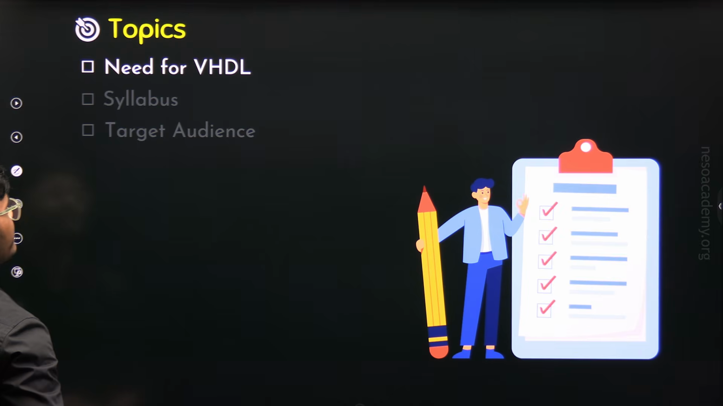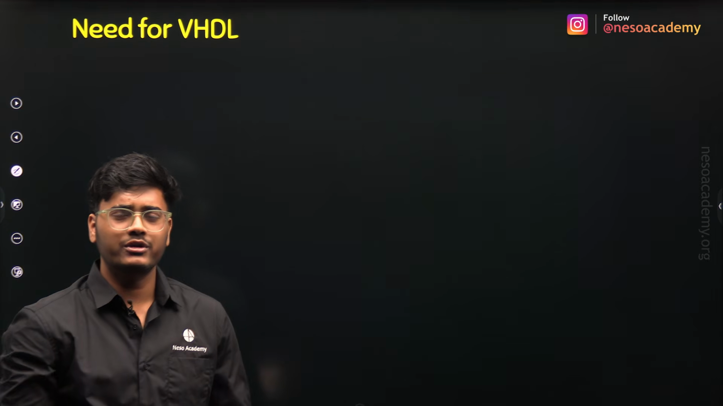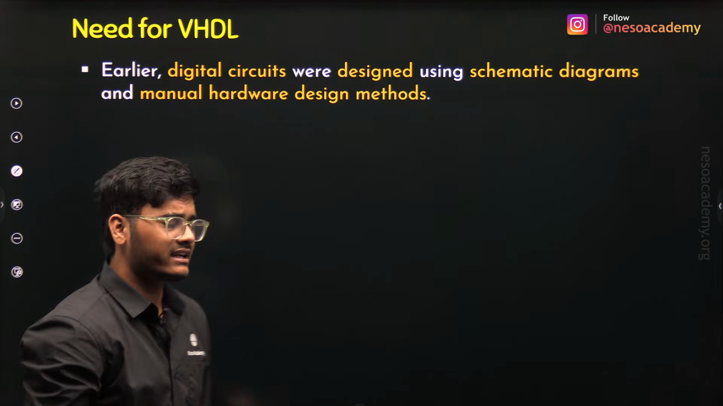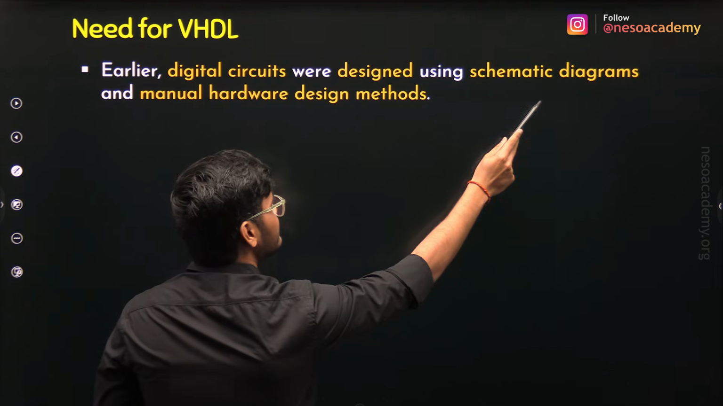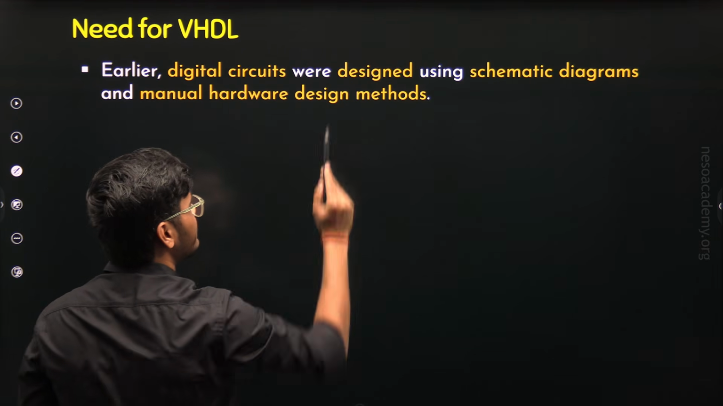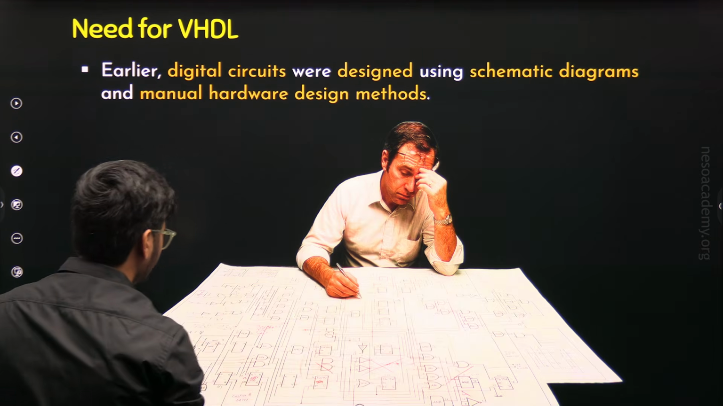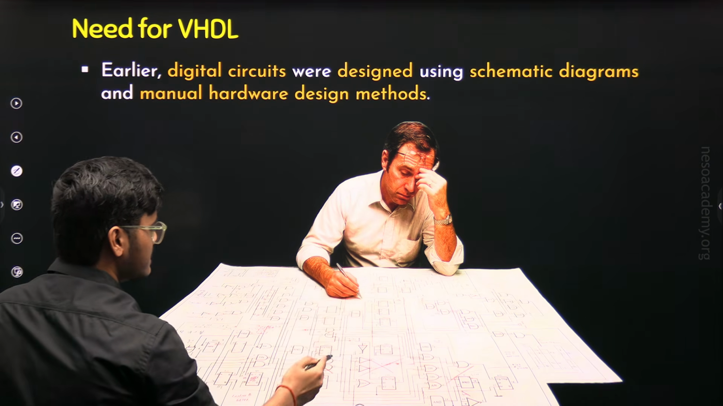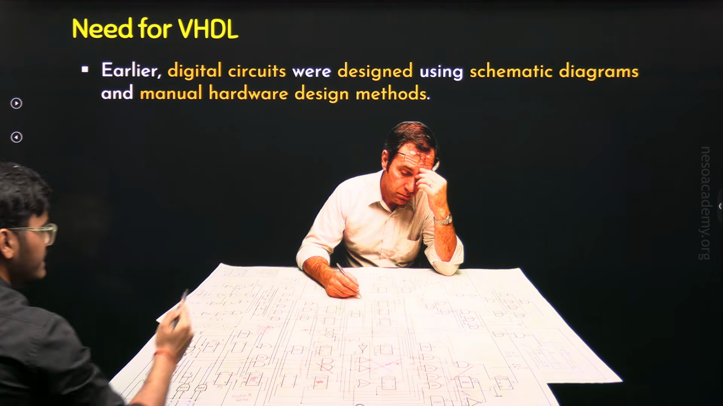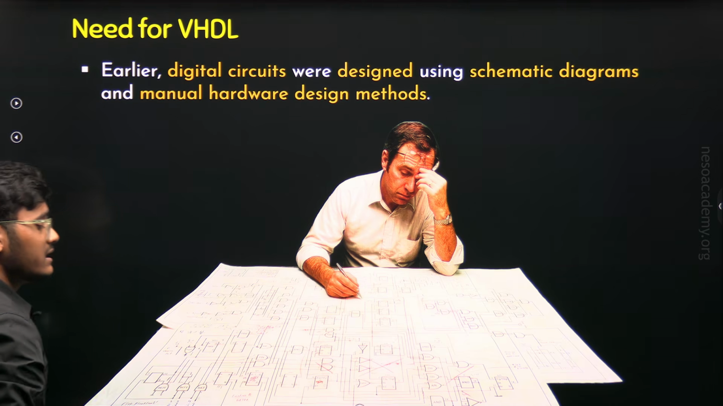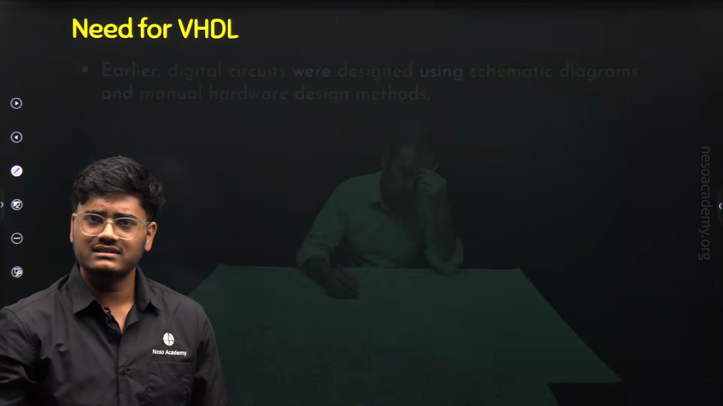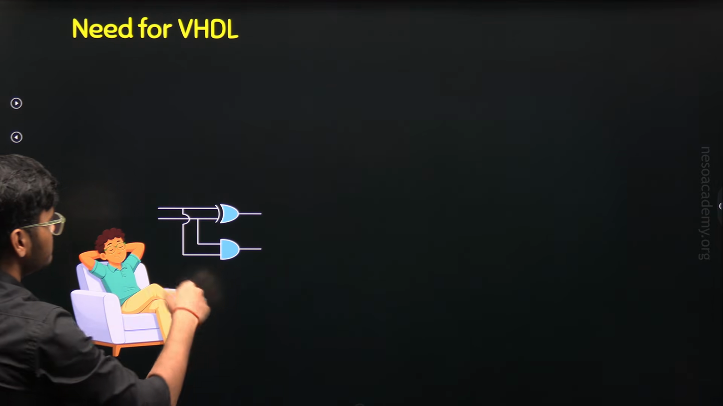So let's start with the very first topic, need for VHDL. Earlier, before HDLs or any hardware description languages were introduced, digital circuits were designed using schematic diagrams and manual hardware design methods. Engineers used to manually draw the circuits consisting of logic gates, comparators, registers, and many other components. And these schematic diagrams represent the entire hardware. Now, this method worked well until the circuits were small and simple.